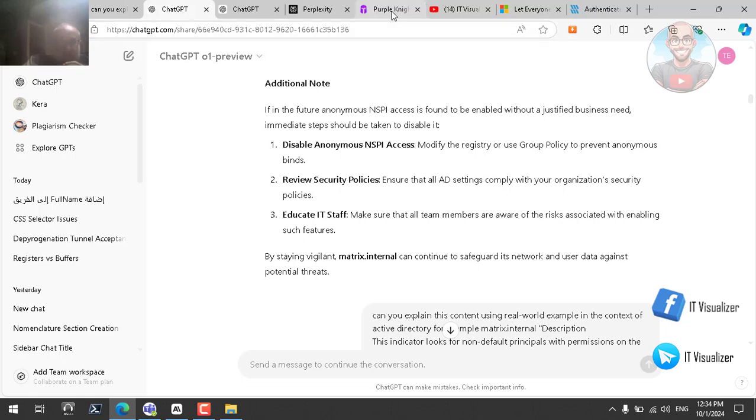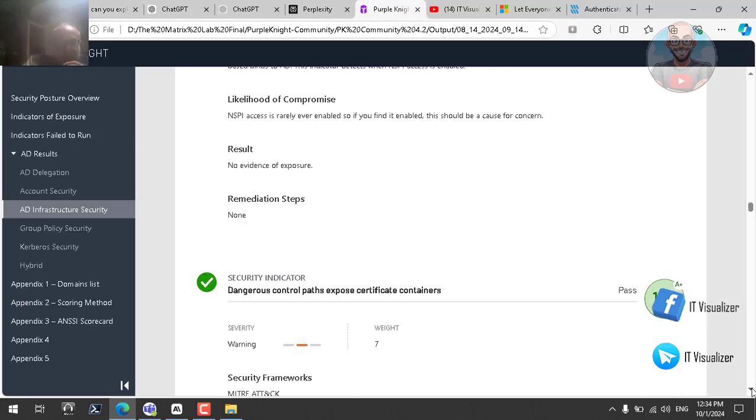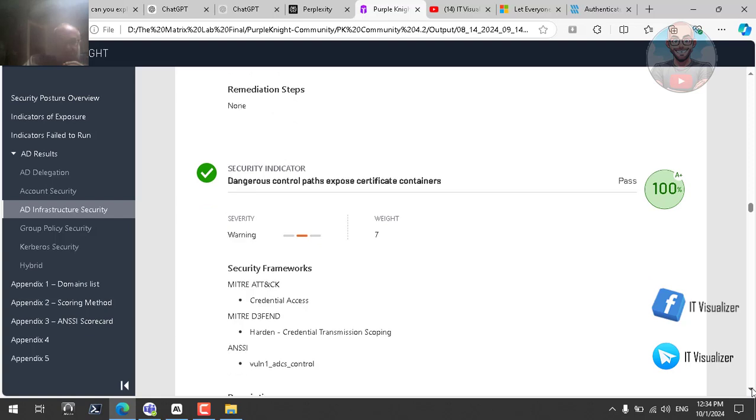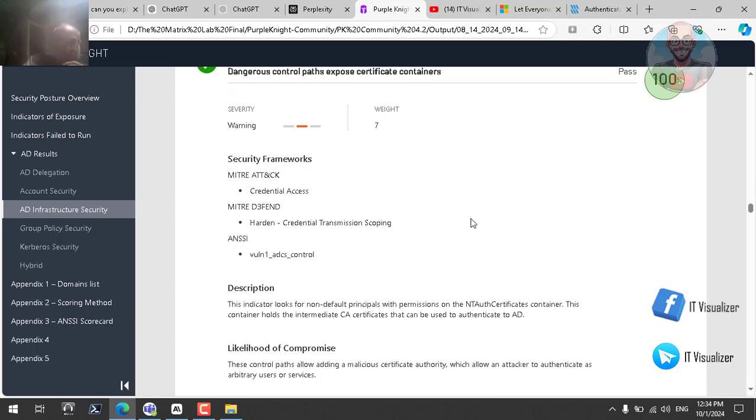So we can continue and see the next step, which is dangerous control passes exposing certificate containers. So here it is focusing on whether there are non-default principals. Here principals refers to a user or a computer or a group. Non-default, okay, Active Directory has default groups. So he's talking about the non-default groups or users or computers with permissions on the NTAuth certificates container. This container holds the intermediate CA certificate that can be used to authenticate to AD.